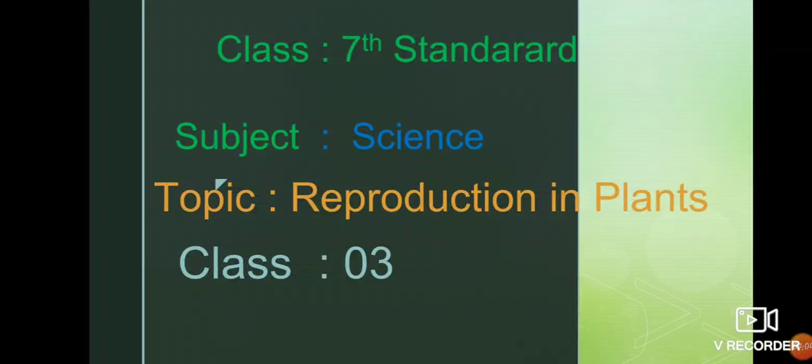So that means the transfer of pollen grains from the anther to the stigma of the flower is called pollination, through the activity of wind, water, insects or birds. These are the things we studied in the previous class, but today we shall move on to the next topic. That is, what is fertilization?